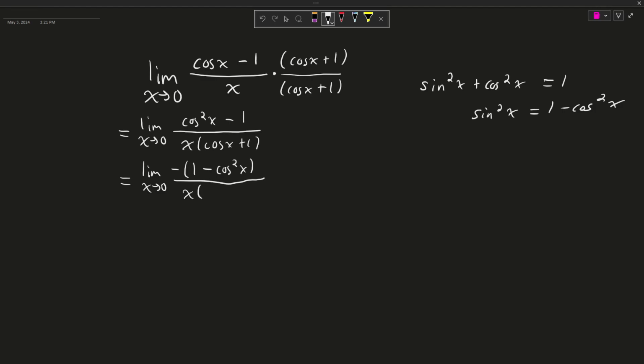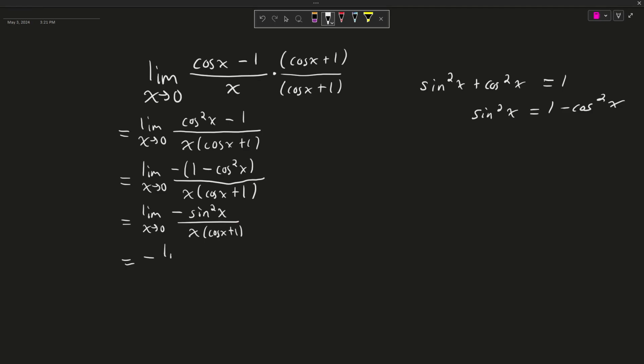So we're just going to rewrite the same thing in the bottom. And now what we can do is rewrite that in. So we have negative sine squared of x over x cos of x plus 1. Now using a limit property, we could take out the negative and put it in the front because it's not affecting the limit as x goes to 0.